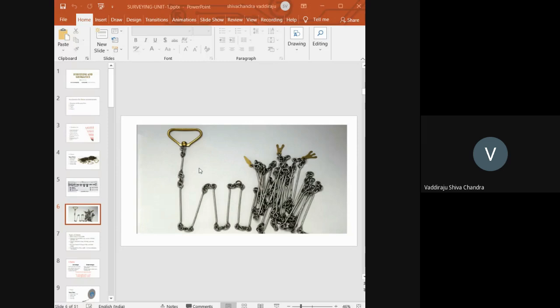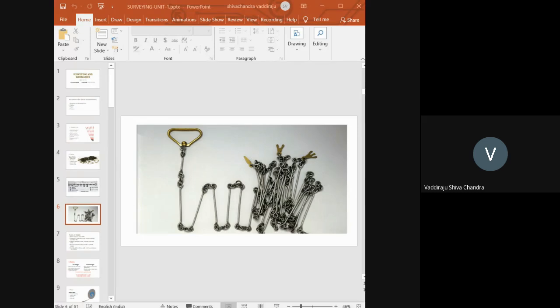Instead of counting multiple links, with the help of these tallies, you can reduce the time taken for measurements. That is the purpose of the tallies: 5 meters, 10 meters, and 15 meters. And at every 1 meter also, we will be providing a brass ring. So we can avoid counting each individual link all the time, and we can easily identify the distance from the starting point. That is the purpose of this chain.